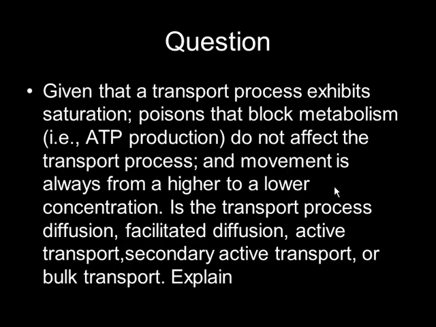So this is like an in-depth question. You won't see a question like this on a test, but think about it. See if you can put the pieces together and figure out what type of transporter or what type of movement this is. So given that a transport process exhibits saturation, in other words, you can plug it up. Poisons that block metabolism, like energy production, don't affect it. So it doesn't matter if you have ATP. And the movement is always from high to low concentration. Is the transport process a form of diffusion, facilitated diffusion, active transport, secondary active, or a bulk transport like vesicular transport? Take it one step at a time. If it can be saturated, does that mean that you have a transporter for it?